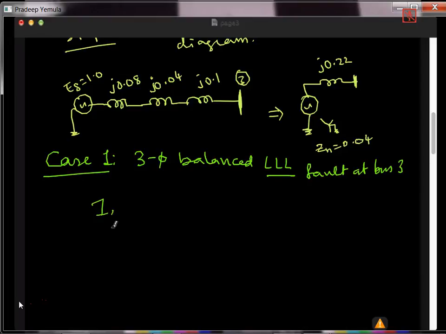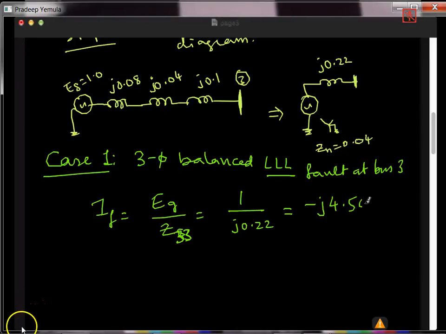So fault current will be nothing but Eg by Zs, or let's call it Z33, the equivalent impedance of bus 3. So that is this one. So 1 divided by J 0.22. So how much is this? Let me take out my calculator. 4.5455 per unit. So this is the fault current.